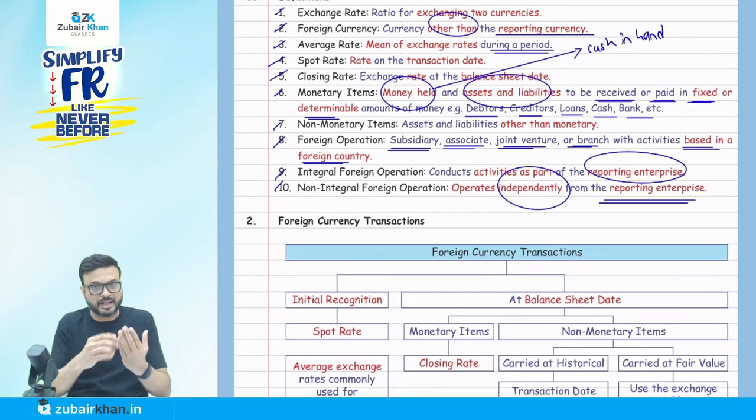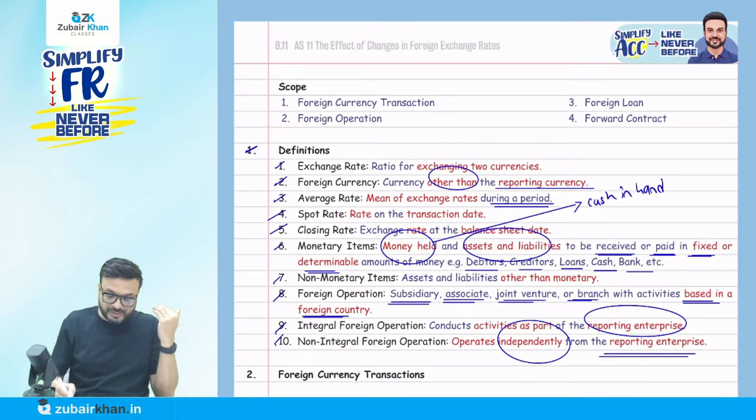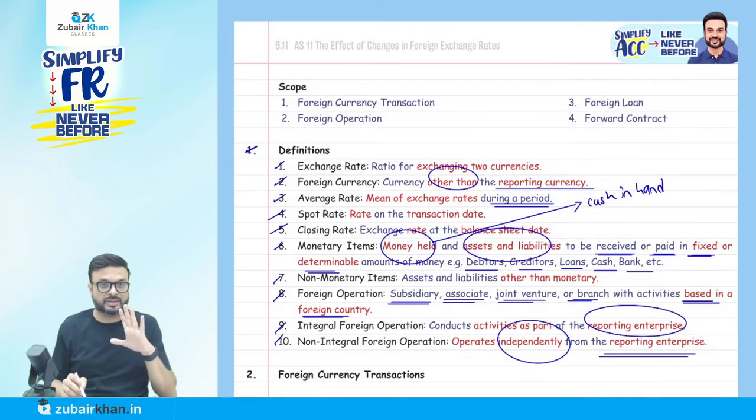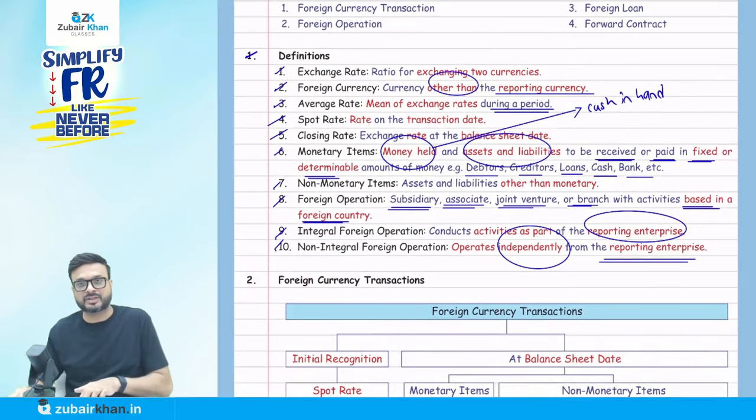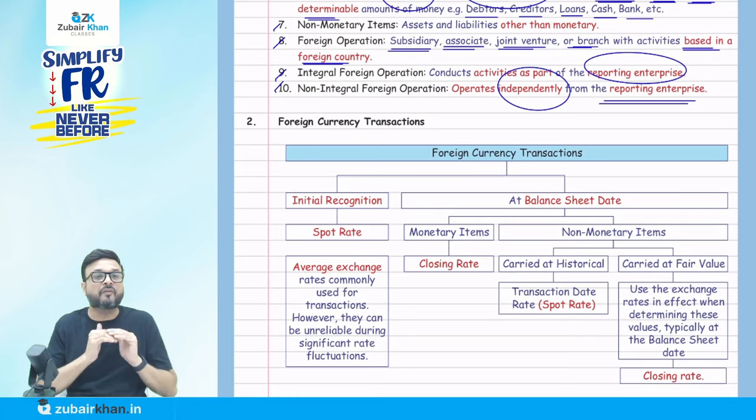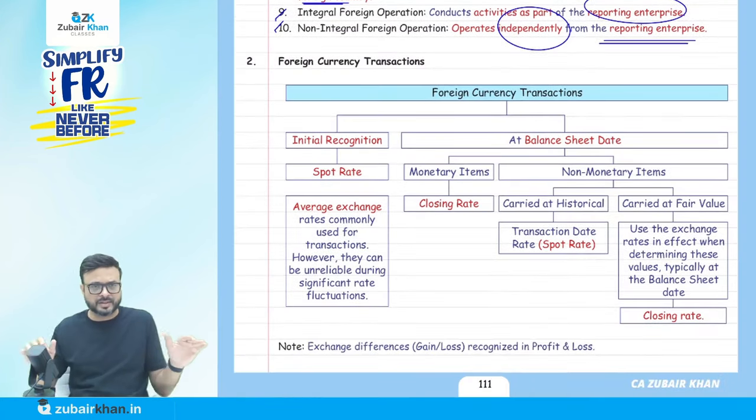Just understand this. Now, what I will do is start from the foreign currency transaction. First of all, understand what we mean by foreign currency transaction, and then we'll see the accounting treatment. Very simple, you just have to listen to me. Everything is written in rapid gist here.